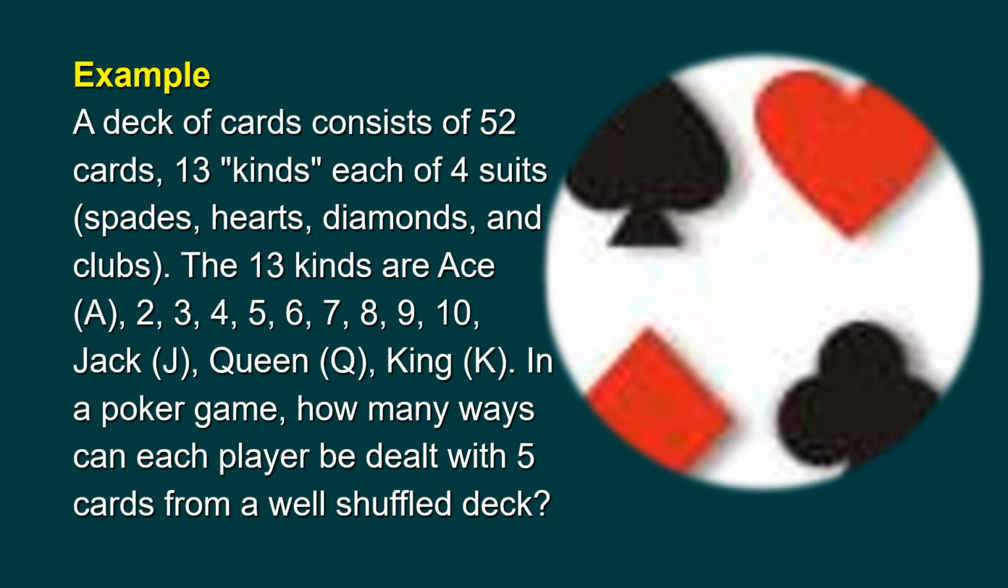Finally, let us go to the game of cards. The first situation is this. A deck of cards consists of 52 cards, 13 kinds, each of 4 suits: spades, hearts, diamonds, and clubs. The 13 kinds are ace, 2, 3, 4, 5, 6, 7, 8, 9, 10, jack, queen, and king. In a poker game, how many ways can each player be dealt 5 cards from a well-shuffled deck?